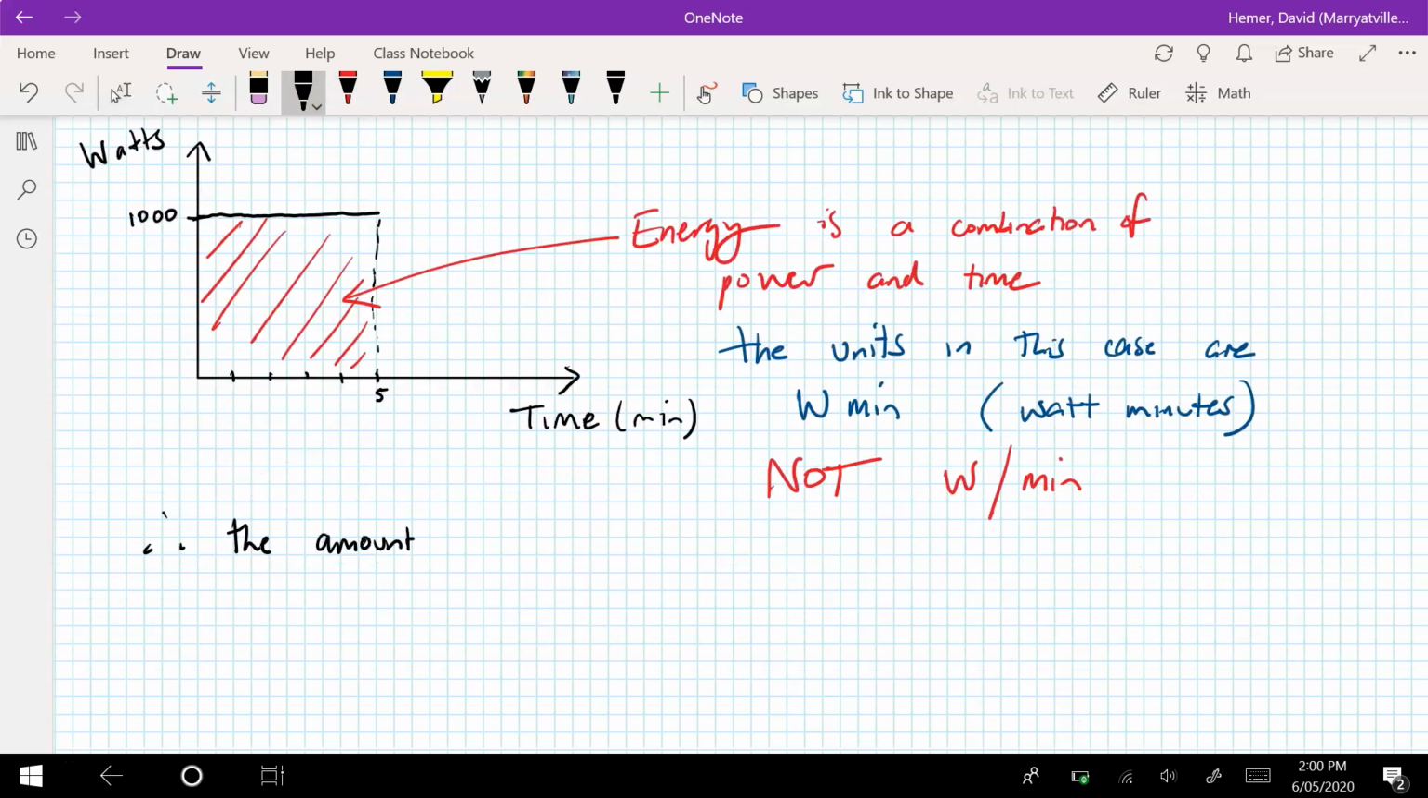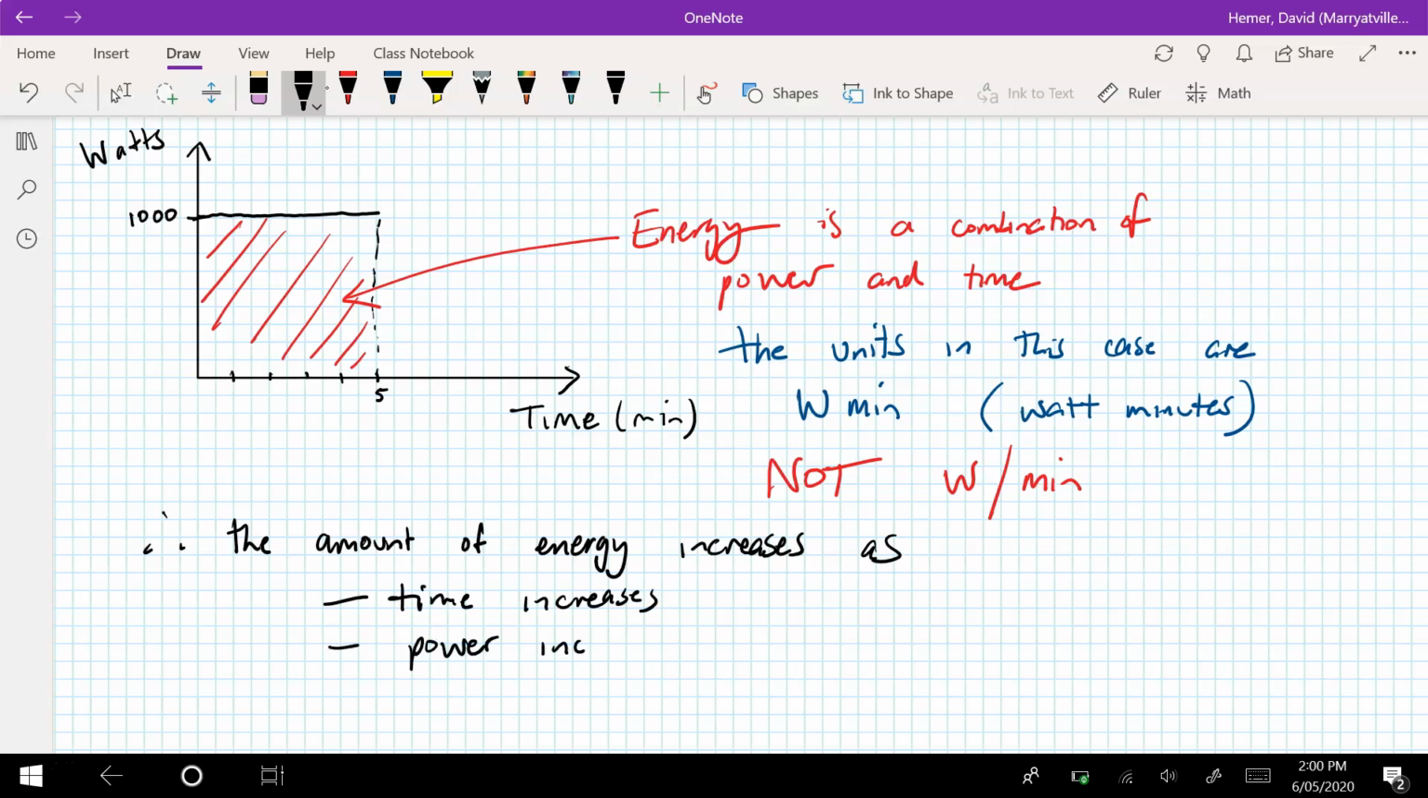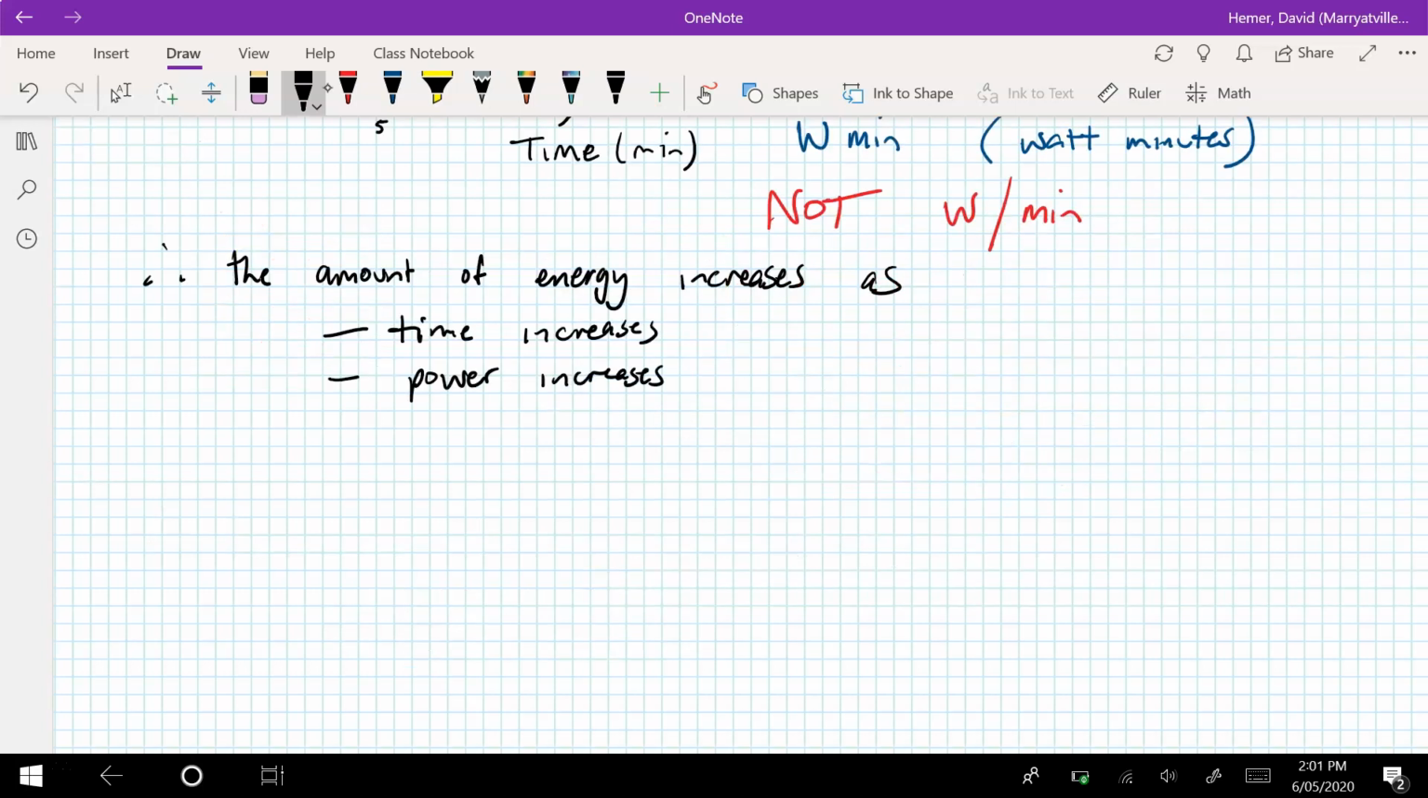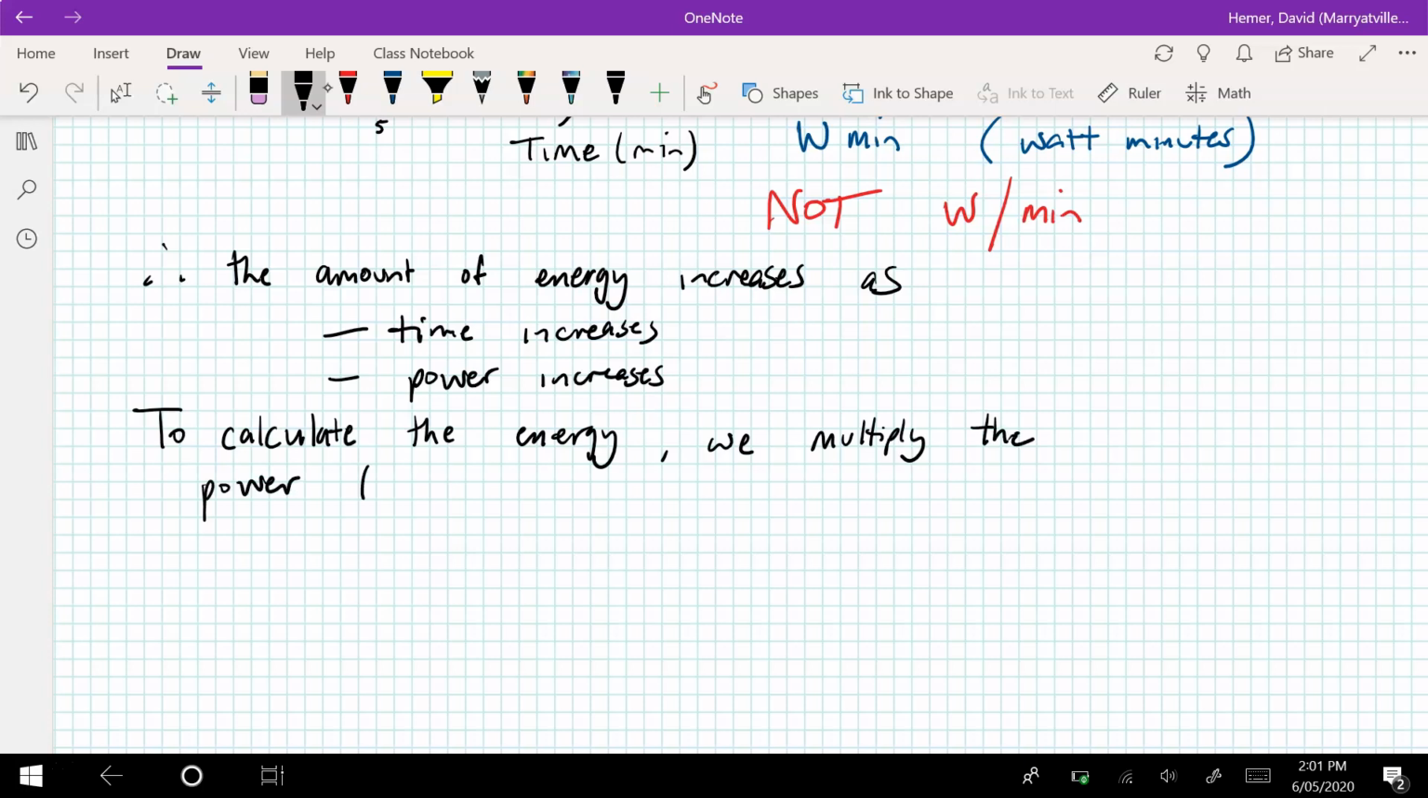So as we already mentioned, the amount of energy we use is really going to increase either as we increase the power and or we increase the amount of time that our appliance is operating for. So an increase in either of those two aspects will lead to an increase in the energy. So to do a calculation of the energy, it really is just a matter of multiplying the power by the time that the appliance is operating for.